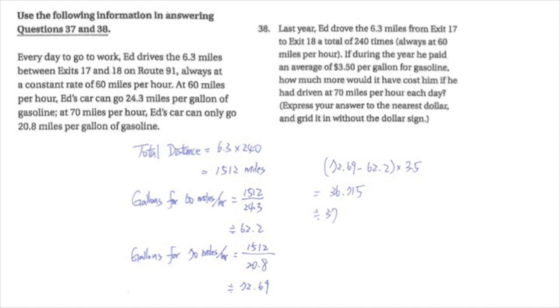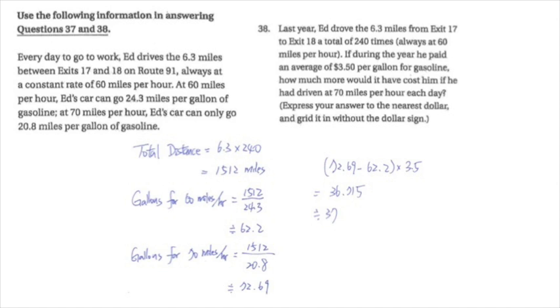Question 38. Last year, Ed drove the 6.3 miles from exit 17 to exit 18 a total of 240 times, always at 60 miles per hour. If during the year he paid an average of $3.5 per gallon of gasoline, how much more would it have cost him if he had driven at 70 miles per hour each day? The total distance that he drove was 6.3 times 240, which is 1,512 miles. So the gallons that he would use driving 60 miles per hour would be 1,512 divided by 24.3, which is roughly 62.2 gallons.